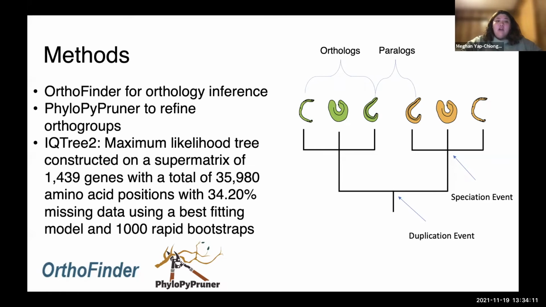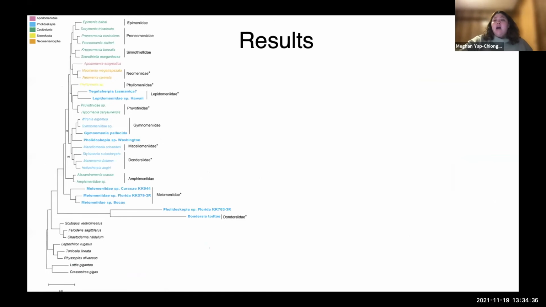And based on the refined group of orthologs, we had 1,439 genes with a total of 35,980 amino acid positions, with only about 34% missing data from our original ortholog set. And we constructed a maximum likelihood tree on that supermatrix using the best-fitting model and 1,000 rapid bootstraps in IQ-TREE 2. And so now to go through some of the results, I'm going to zoom in and give a brief rundown of all the parts of the tree.